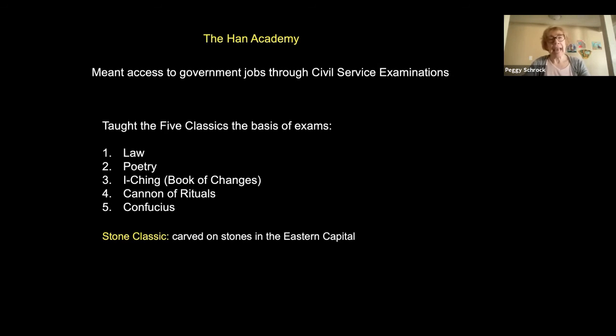Now, at the Han Academy, they taught 5 classics. These are also stone classics, by the way, because all of these were carved on stone and put up in Luoyang. They had 2 capitals, actually, an eastern and a western, depending on where the emperor was, but these were in the eastern capital. And this is what it was important for them to study: law, poetry, the I Ching, or the Book of Changes, the canon of rituals, and the writings of Confucius.